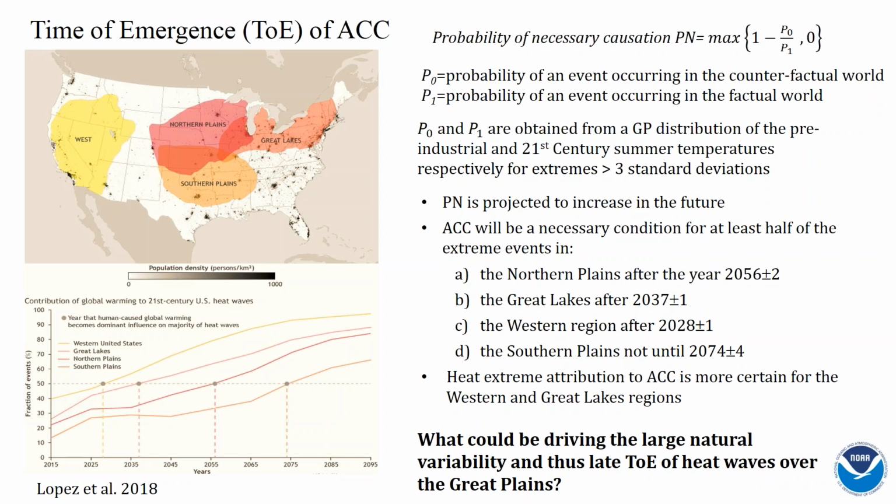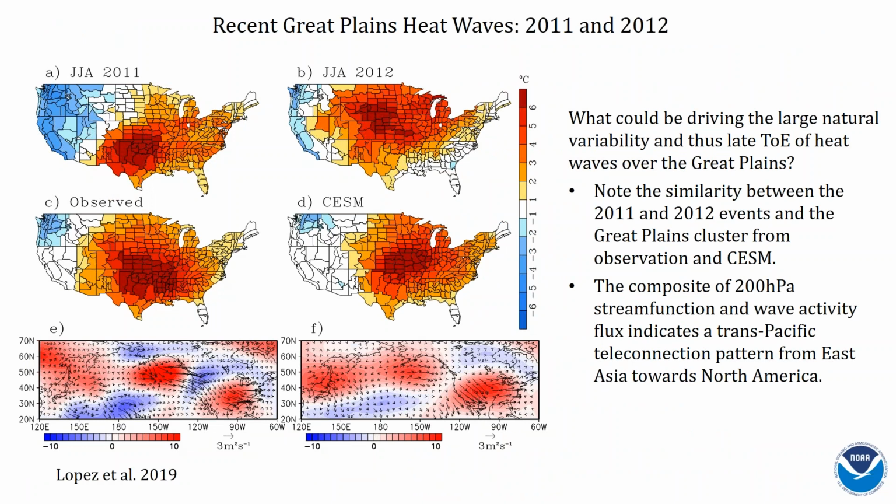We want to understand what's driving it. Going back to the 2 cases, 2011 and 2012, you see the spatial pattern on the top. And in the middle panel is just a heat wave cluster that comes out of the cluster analysis from observation and from the CSM model. See, they're very, very similar in pattern. You even get the negative anomalies over the northwestern US. So it's very striking that these 2 events fit very well with this Great Plains cluster.